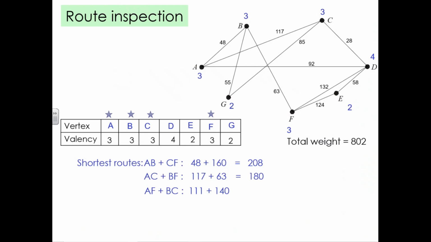From B to C, considering your options for this one, you could go via A, so you could go 48, add your 117, which would give us 165. You could go via G, so you go B to G to C, so that one will be 140. That's the shortest so far.